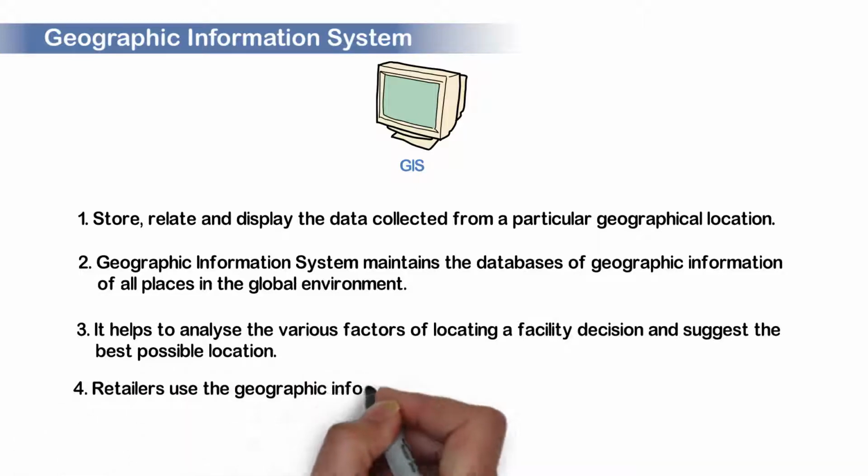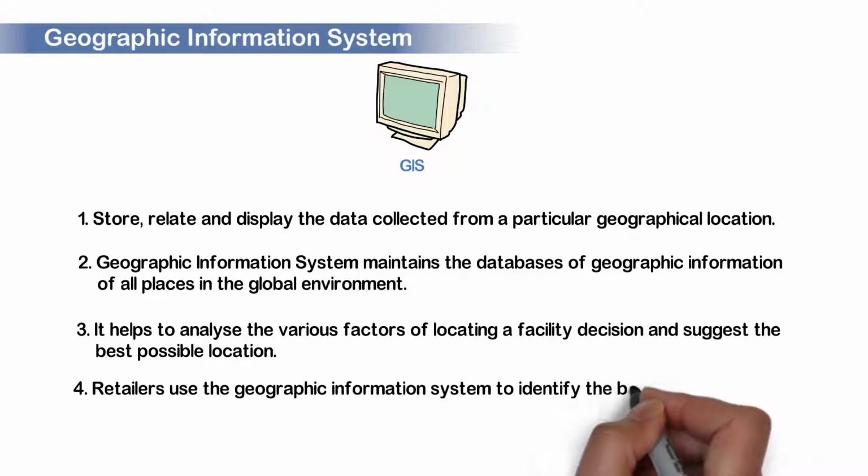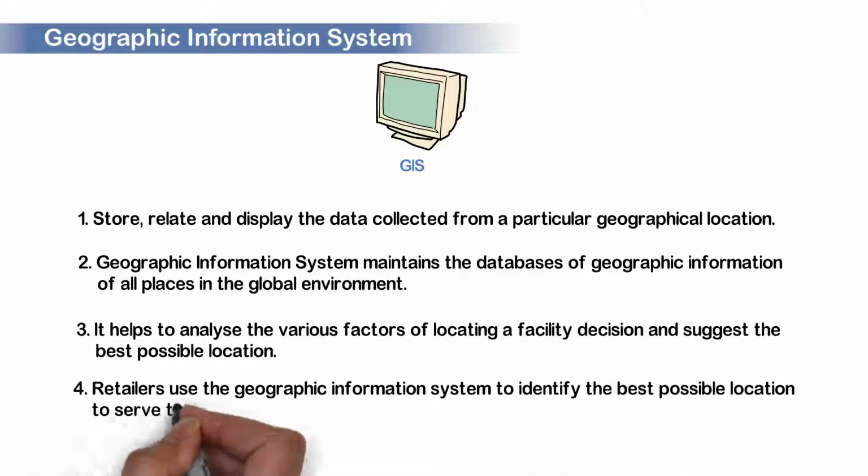Retailers use this geographical information system to identify the best possible location to serve the customers. In this edition, we have discussed the different analytical methods available in evaluating the location decision for deciding the facility decision of a supply chain.